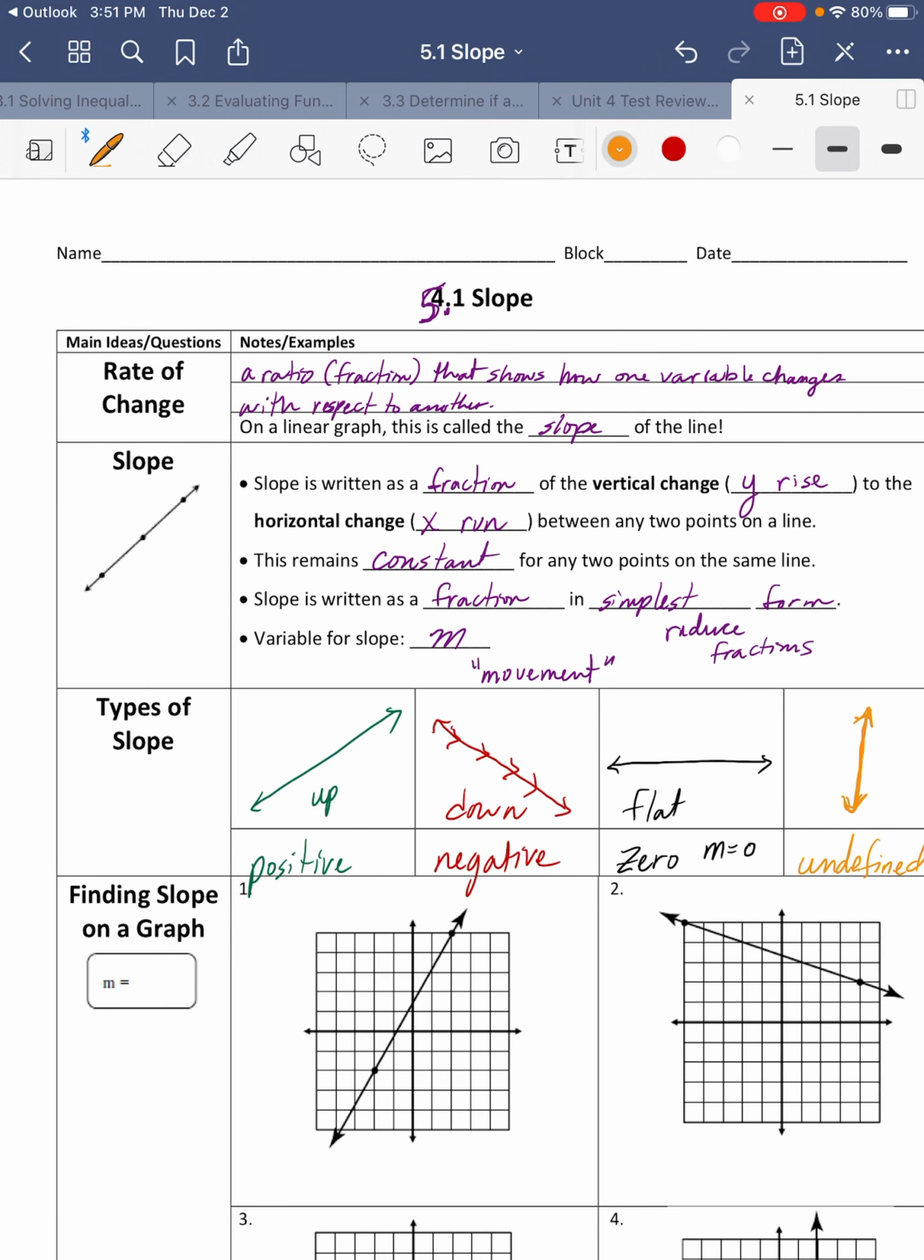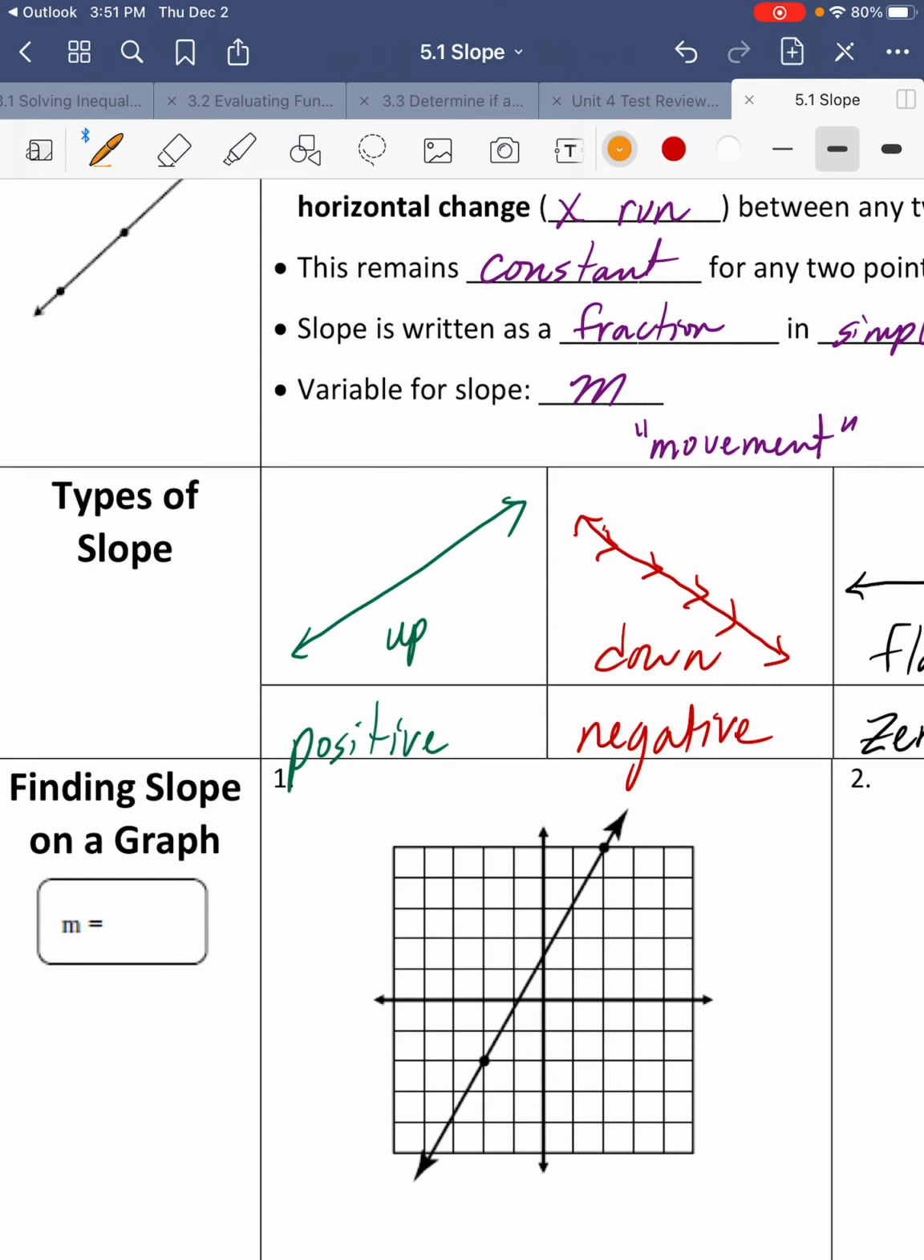All right, so finding a slope. On the graph, we have m equals rise over run. So the easiest thing to remember: rise is up and down. Up is plus, down is minus. Run is left and right. Left is negative, right is positive.